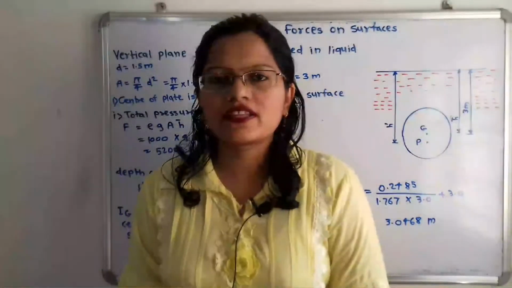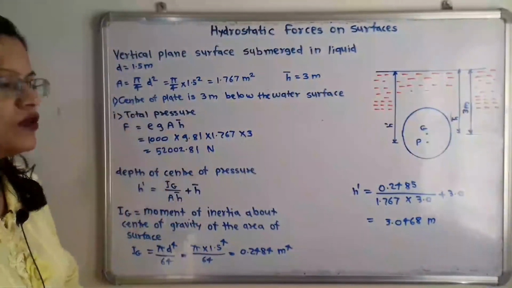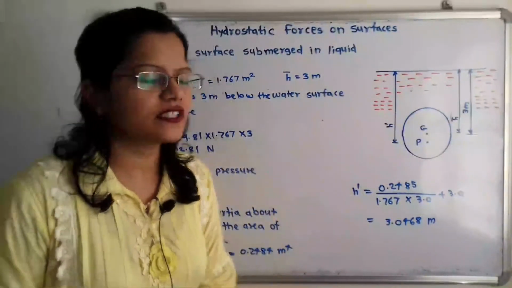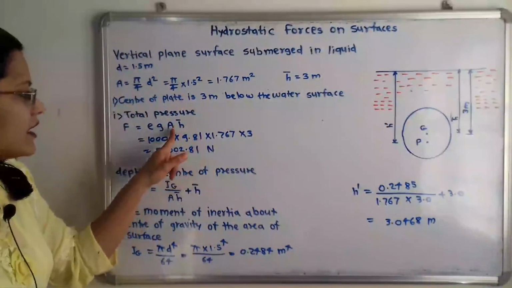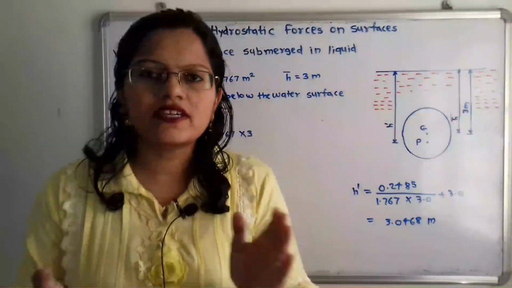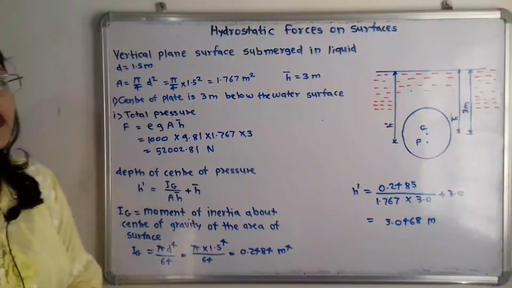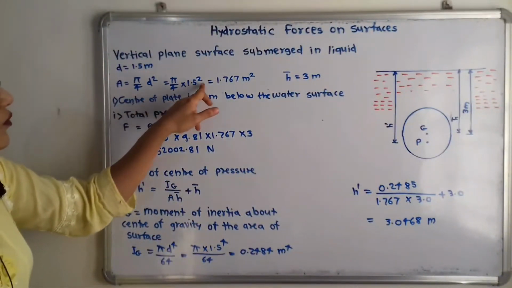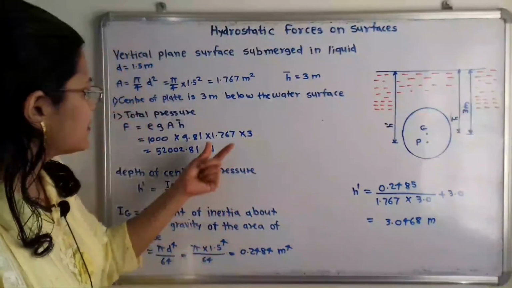So what is the formula that we have to use? We have to use the formula F is equal to rho g A h bar. What is rho? That is the density of water, that is 1000 kilogram per meter cube. Then g is 9.81, A is area. What is the area of this circular plate? Here its diameter is given, so D is equal to 1.5 meter. So A is equal to pi by 4 D square, that means pi by 4 into 1.5 square, which is equal to 1.767. So that is the area.